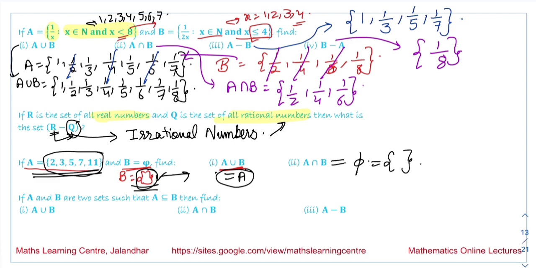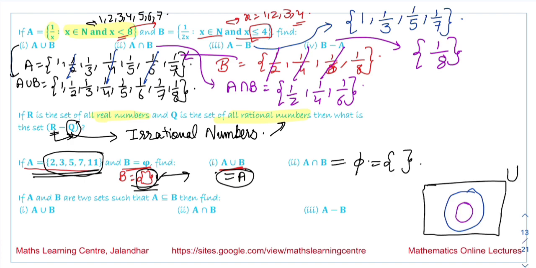Next is, if A and B are two sets such that A is a subset of B. Suppose this is the universal set U. We are talking about two sets A and B, and A is a subset of B. This is the set A, and this larger set is B, and it is given that A is a subset of B, meaning this set A is contained in the set B. Now we have to find A union B. This is the set A, and this complete set is the set B. So what is A union B? That will be equal to B.